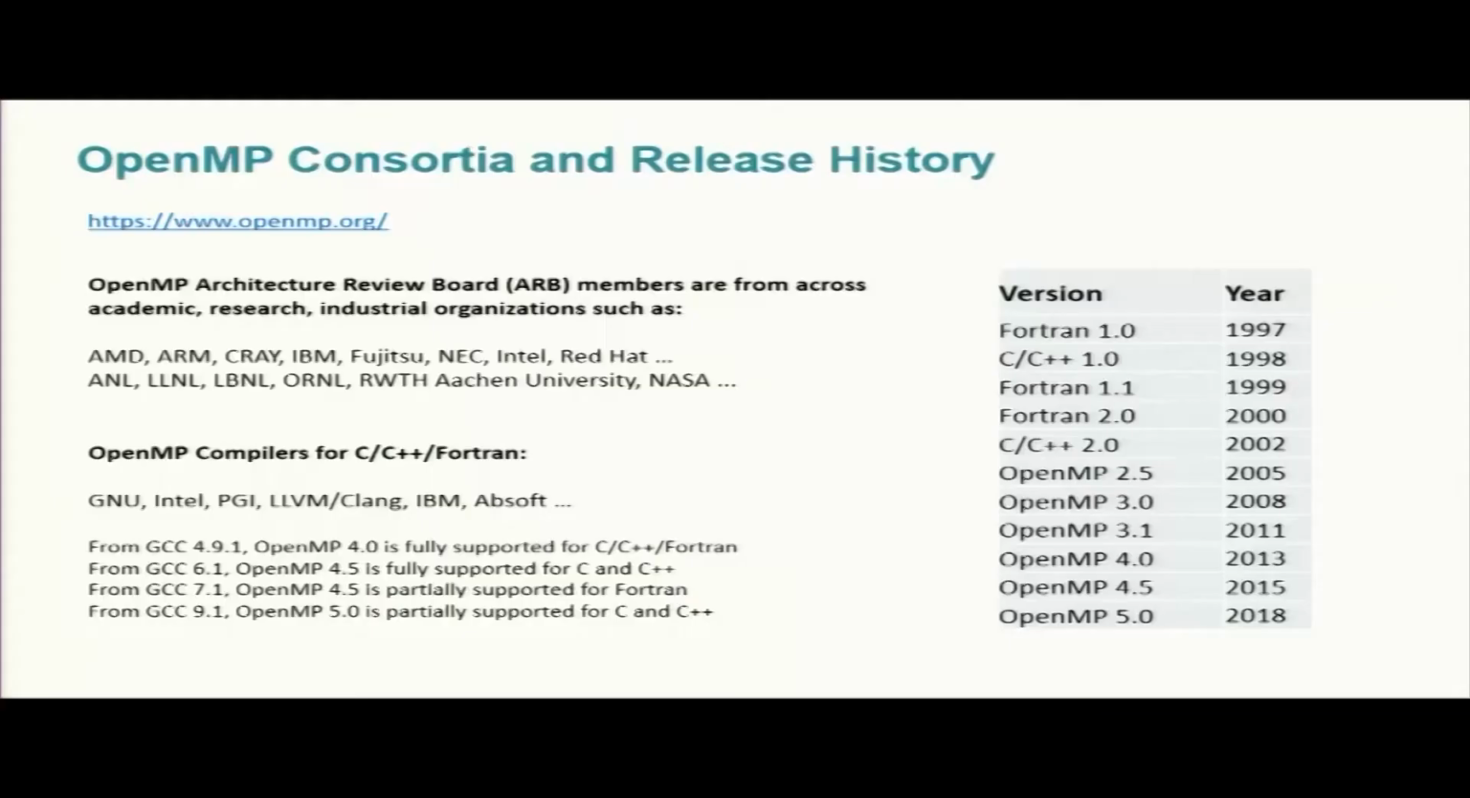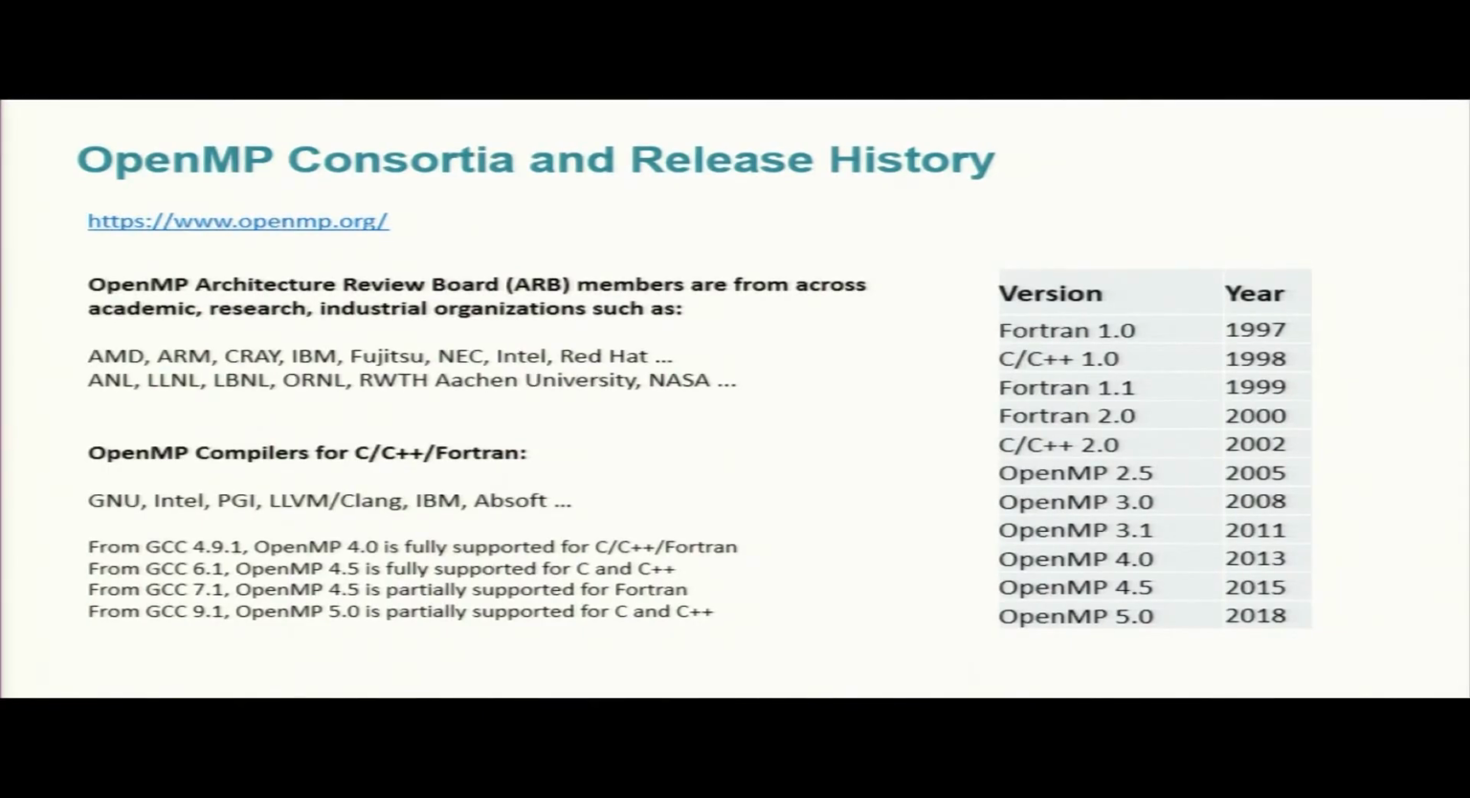Then we have some popular implementations from GNU, then Intel. So mostly we'll be using Intel in our session because we have Intel hardware. We also have GNU on the system, and we also have PGI compilers on the system. You may use them anytime. Then there are other implementations also.